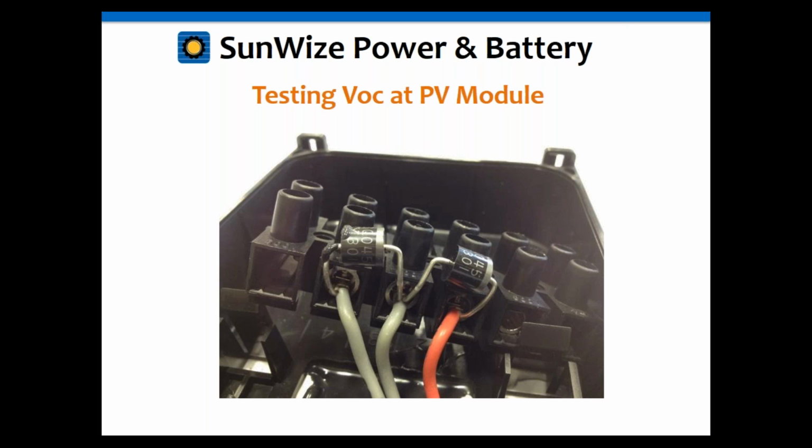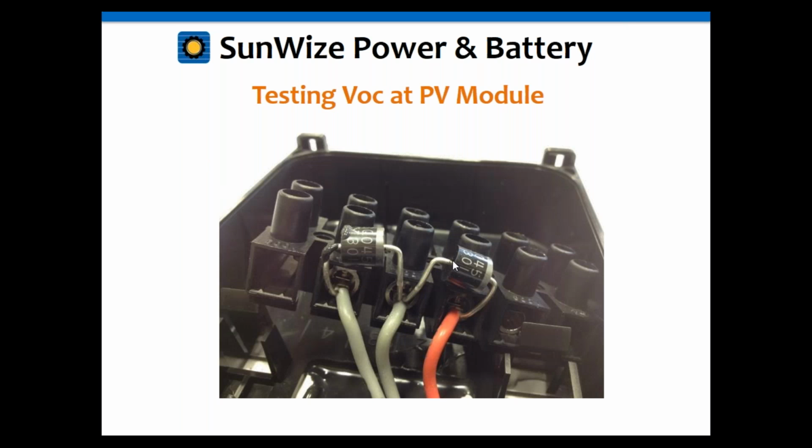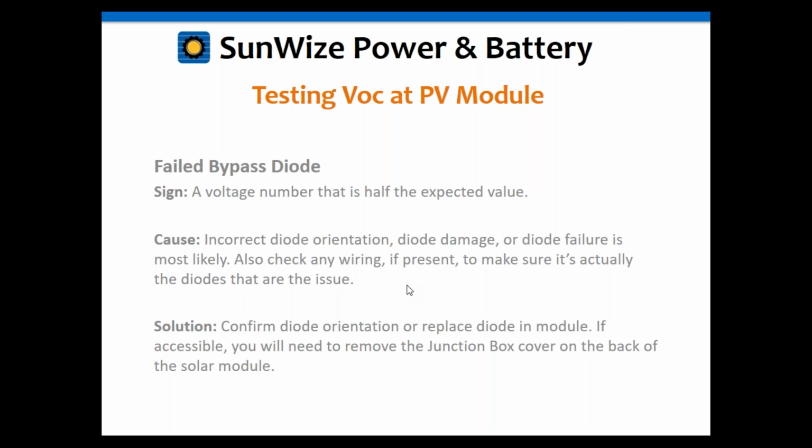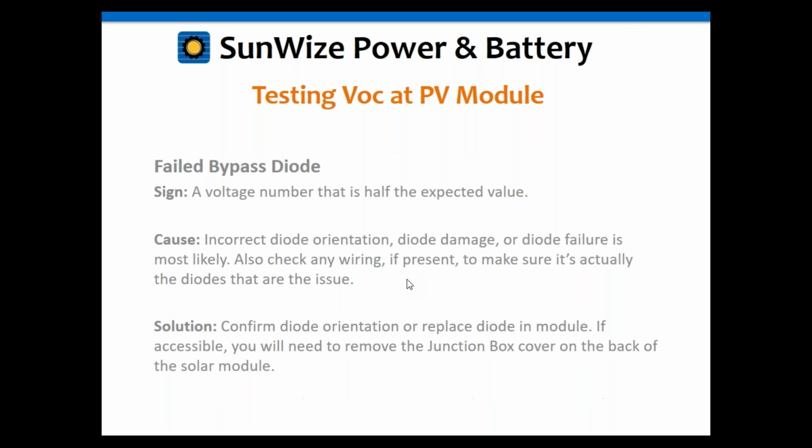If you have a single cell being shaded, you can also find this half-voltage problem as well, because what's happening is that the shade has caused one of these diodes to become active, and that's taken out half of the solar module. So that means the other one's still functioning, which means you're going to get half the voltage as well. So again, if you're seeing half voltage, you may have a shading issue as well, but that should be easy to check visually without having to actually open up a junction box.